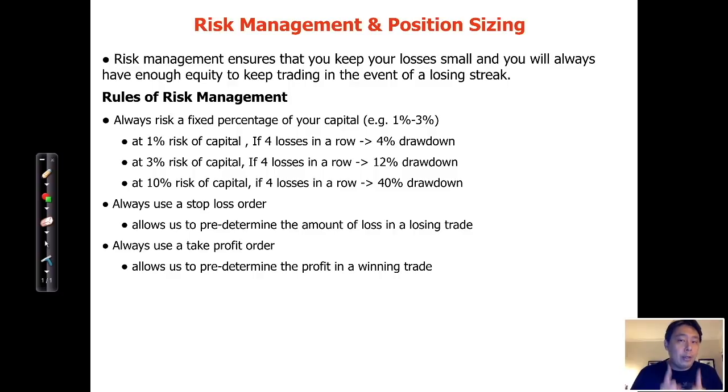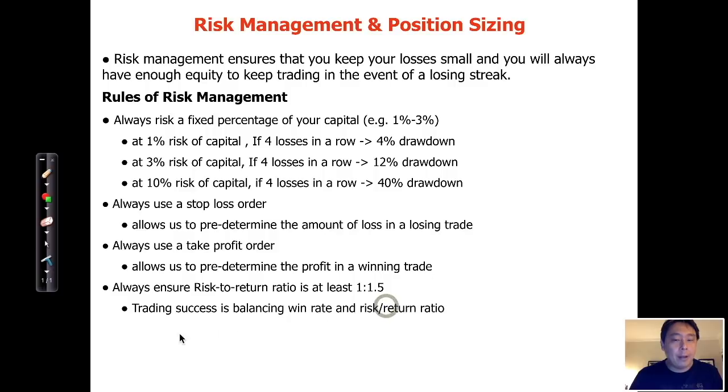And by having a predetermined profit target, you can ensure that you always get more than 1 R of risk. So when you lose 1 R, when you win, you have to win more than 1 R. 1.5 R is my style for Forex. Okay? So again, ensure your risk to return ratio is at least 1:1.5. And again, trading success is balancing between win rate and risk to return ratio.